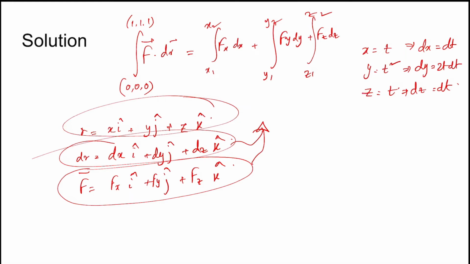Now z1 is the initial value of z, which is 0, z2 is 1, similarly y1, y2, x1, x2, so 0 to 1 integrations will happen.